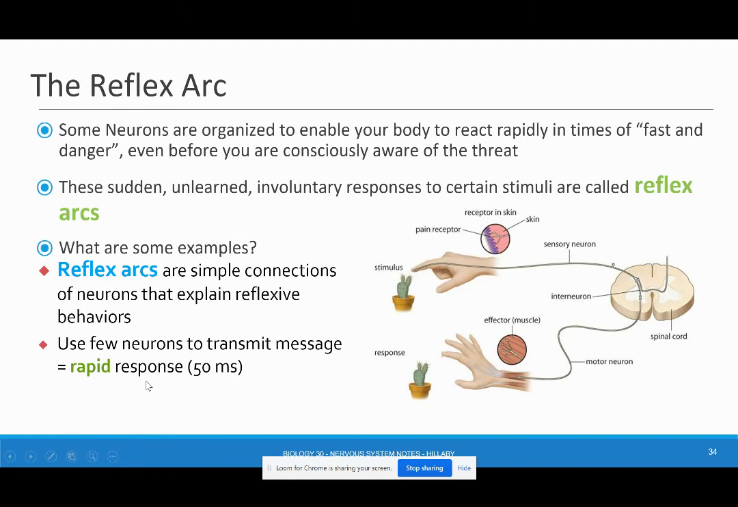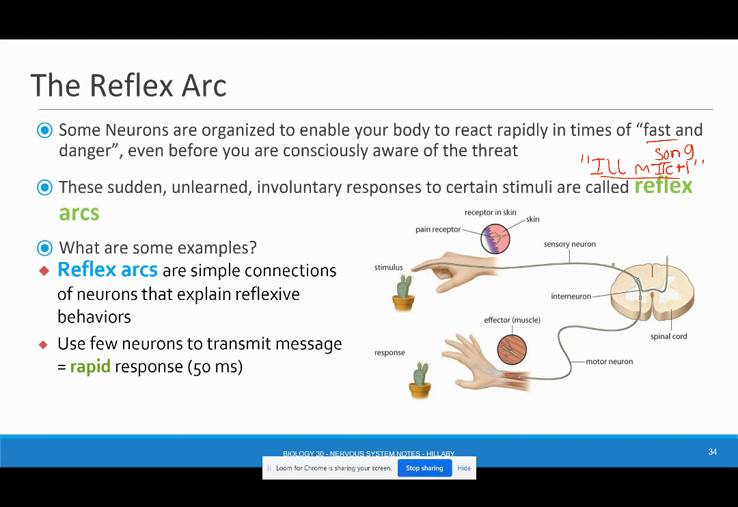Okay, the reflex arc. So some neurons are organized to enable your body to react rapidly in times of fast and danger. That's a quote from a song. Song by Mitch. If you have Spotify, M-I-T-C-H. If you have Spotify, I'm sure you'd find Mitch. Look up Fast and Danger.